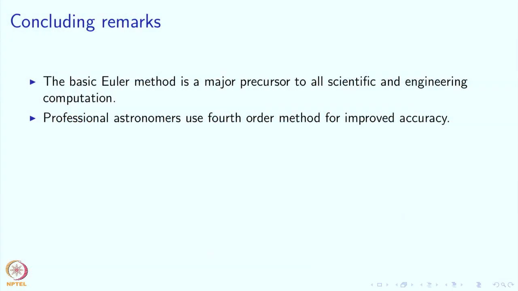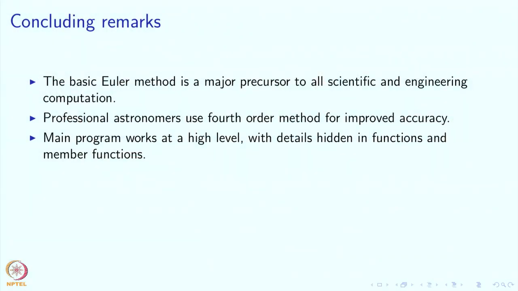So we showed you a code based on the second order method. Now, this is better than the first order method, but professional astronomers use the fourth order method. So effectively that means keeping four terms from the Taylor series. And the reason for that is that with a fourth order method, you can take bigger time steps. So while the calculation of a single time step becomes more complicated, the savings that result because you have to take fewer time steps are much more.